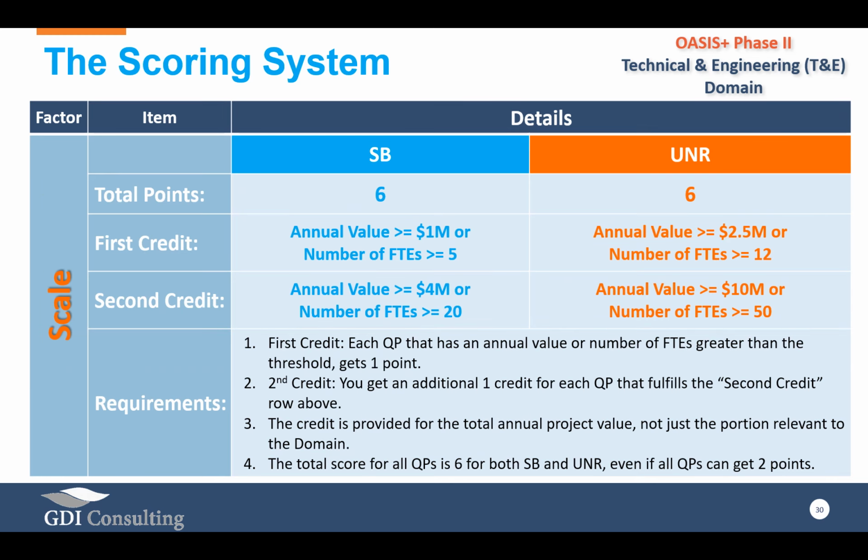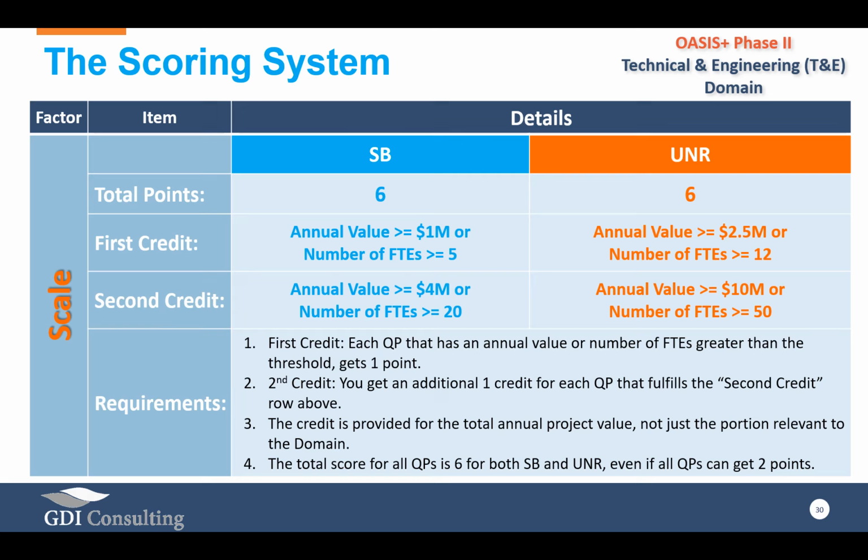Now let's look at the second subfactor, which is called scale. For each QP contract, you get a point if the annual value is greater than or equal to $1 million for small business and $2.5 million for unrestricted. Remember that the minimum value was 500K for small business and 1 million for unrestricted, but here you get an extra point if it's above 1 million for small or above 2.5 million for large businesses. Now, maybe the value is not high, but the number of FTEs, that's full-time employees, is greater than or equal to 5 for small business and 12 for unrestricted. Either of these two is good, and you get an extra point for that.